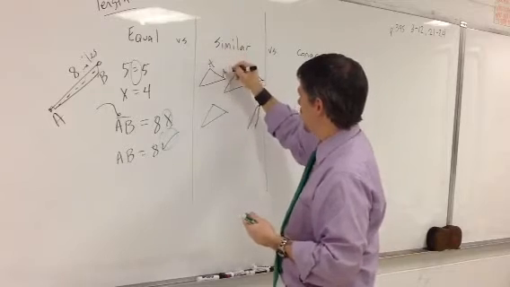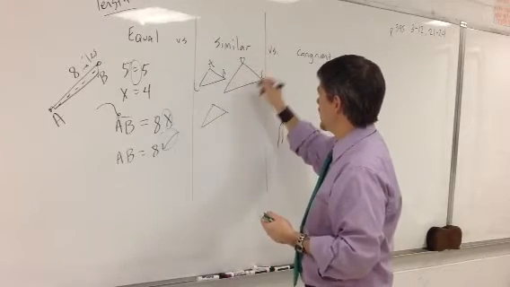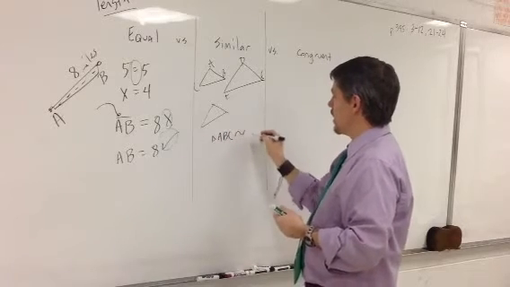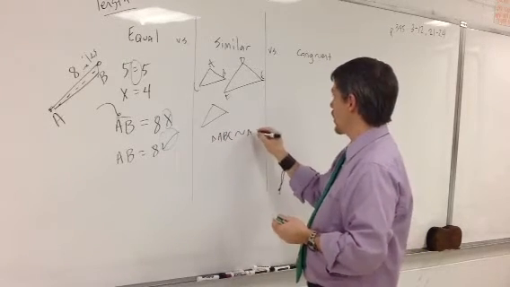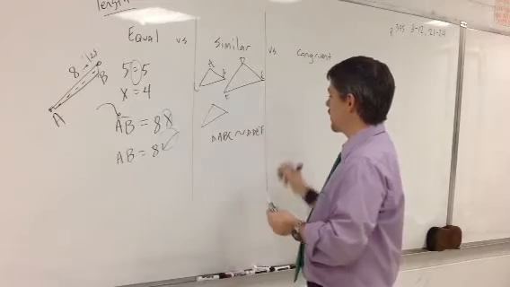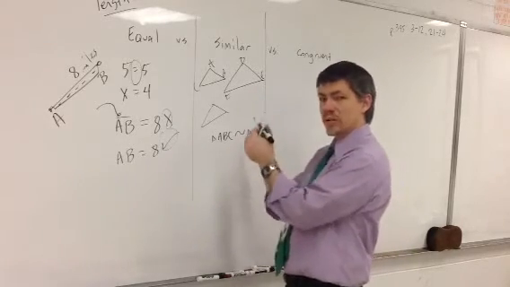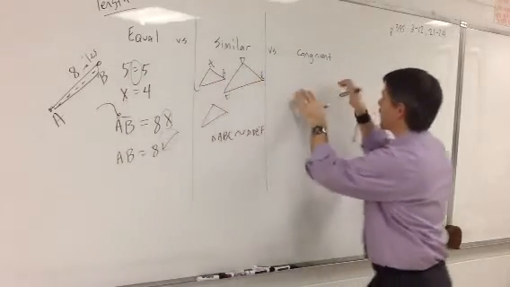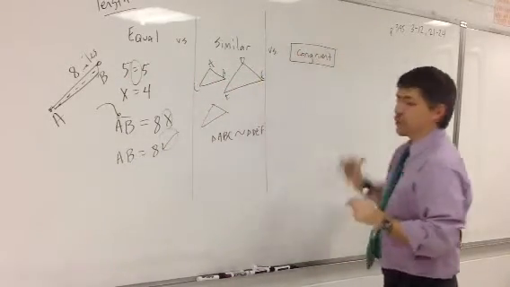So if I say triangle ABC is similar to triangle DEF, similarity means based on shape. Well, if I combine equality and shape, I get this word right here, which is congruency.